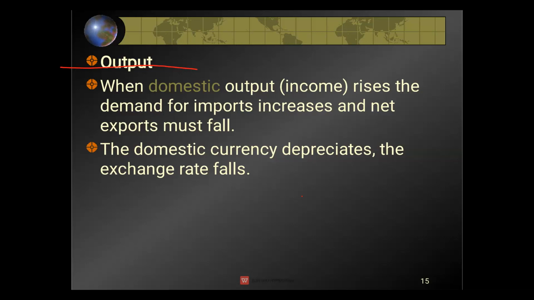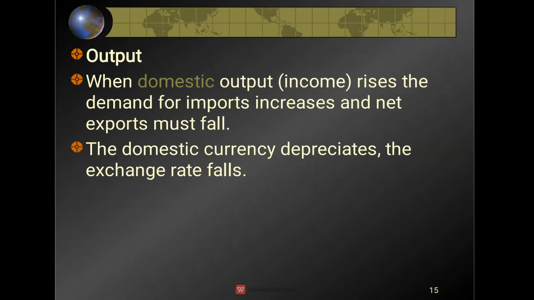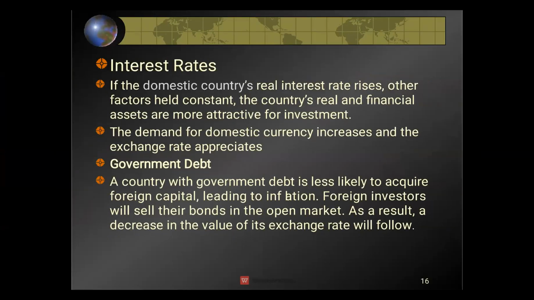So you find that when you have very high levels of GDP, people will start importing more, because they have a lot of income. As they import more, they demand more of the foreign currency. As a result, the local currency will not have a lot of demand, and it will depreciate. That is how GDP or income level affects the exchange rate.